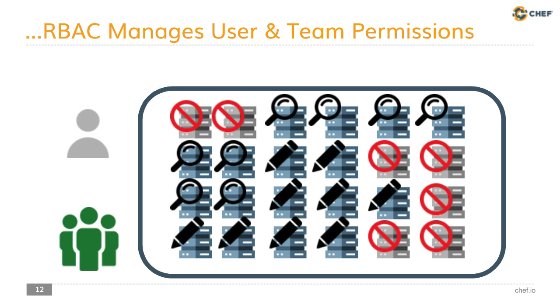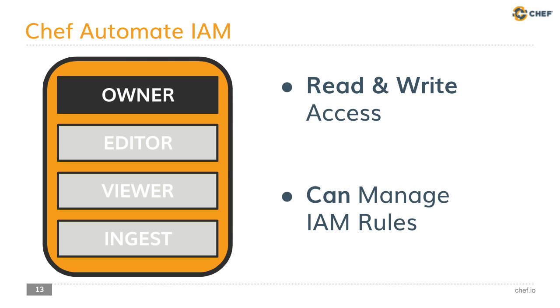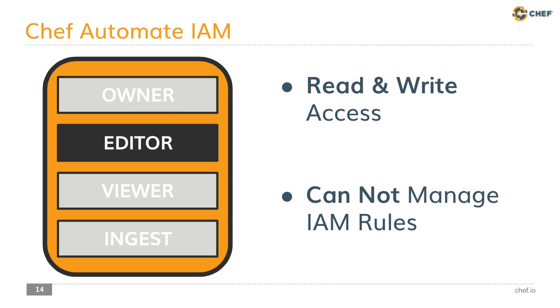So how does this all work in Chef Automate Identity and Access Management? At a high level, there are 4 built-in roles that get deployed with Chef Automate IAM. The first is owner. This one is pretty straightforward. It's our admin user. They have read and write access to everything, and they can even manage the IAM rules themselves and create other policies beyond these. Then you have an editor. An editor has read and write access to all of the data, but not the user administration content. So I can't create and remove users or create roles, but I can create scans, add or remove nodes, etc.